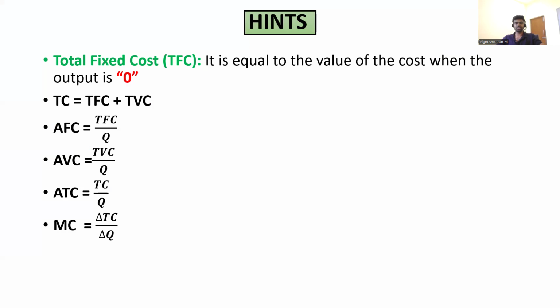That means, for example, for manufacturing of this pen, there will be two costs involved, that is fixed cost and variable cost. Fixed cost will always remain the same irrespective of the output, and variable cost will depend on the number of units produced. So total cost will always be the sum of fixed cost plus variable cost. The fixed cost value will be equal to the value of the cost when the output is zero. We have seen this.